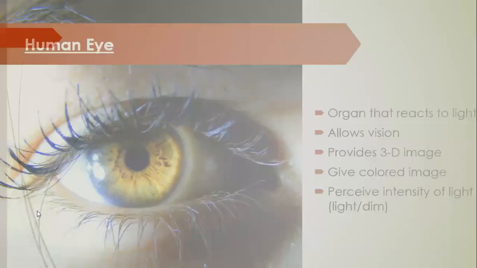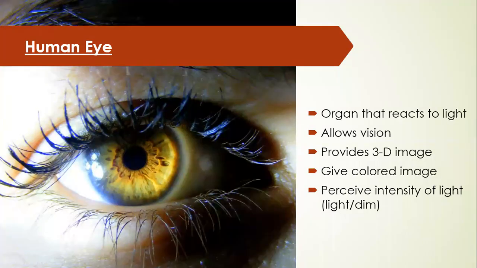Before moving to the embryology of the eye, we should know what the human eye is. It is an organ that reacts to light, allows vision, provides a 3D image, gives color vision, and perceives the intensity of light, either dim or bright. So, it is an organ that provides us vision. Anything we see is due to the human eye, right? So, we will see how this eye is developed, or how the development of the eye starts.